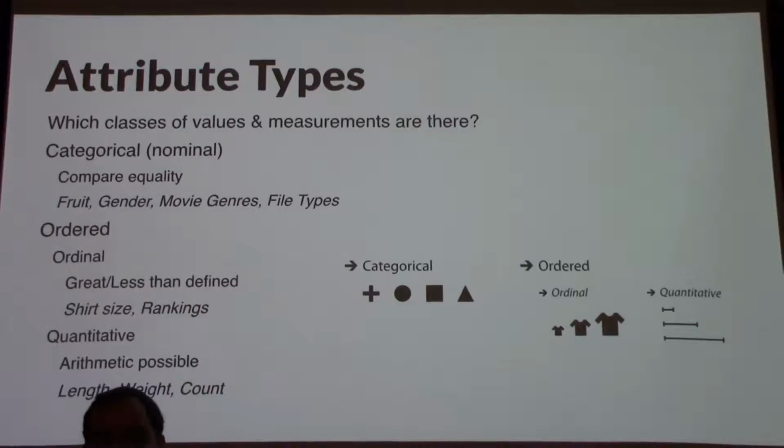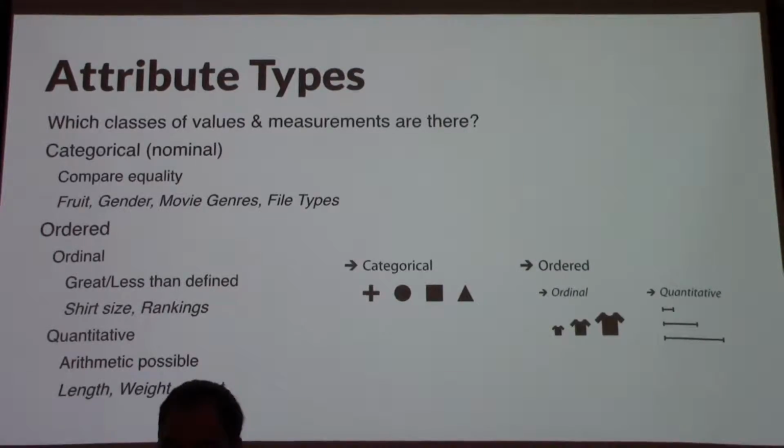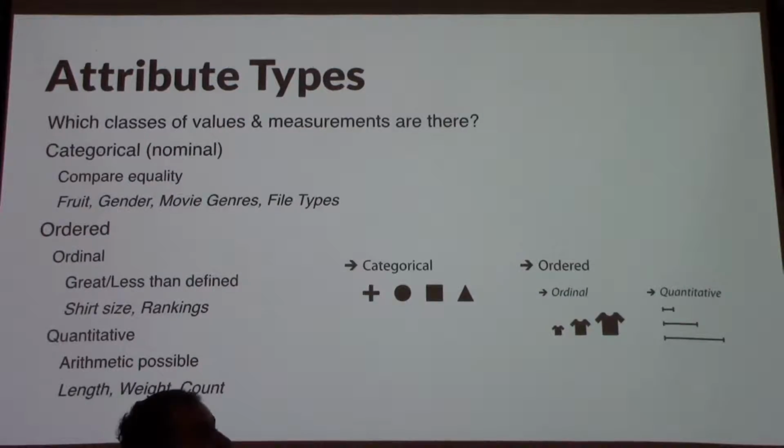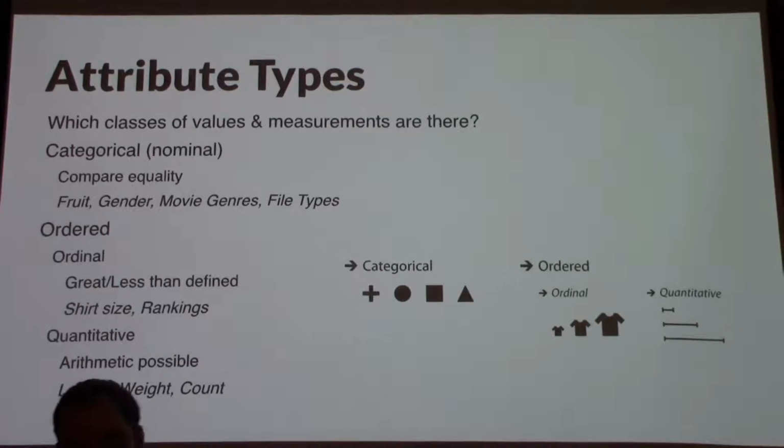And now let's talk a little bit about the attribute types, so the things within the cells and what values they can take. Which classes of values and measurements are there? We could have categorical data, and categorical is also called nominal. If you hear categorical and nominal, those are essentially equivalent.